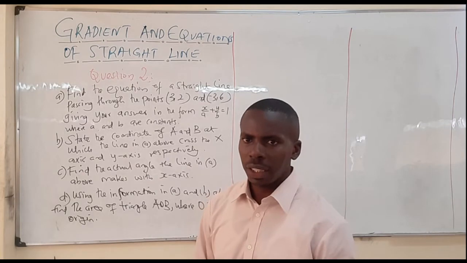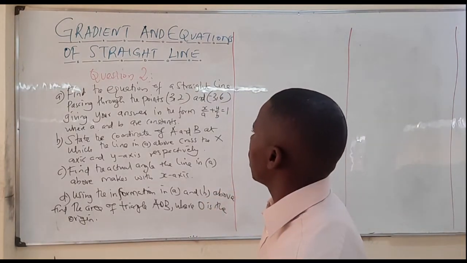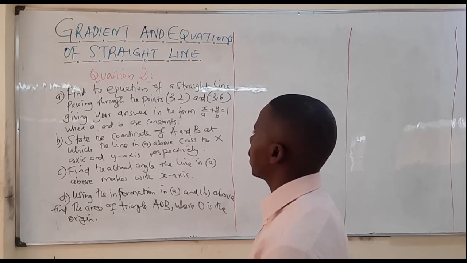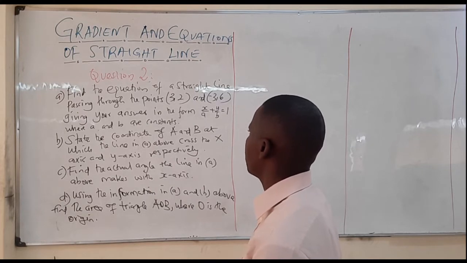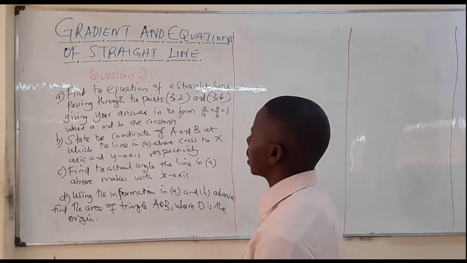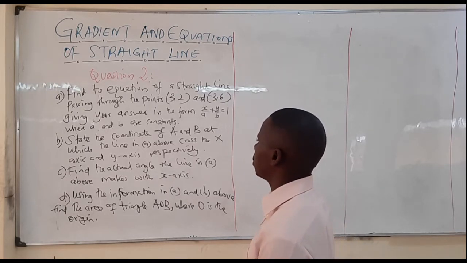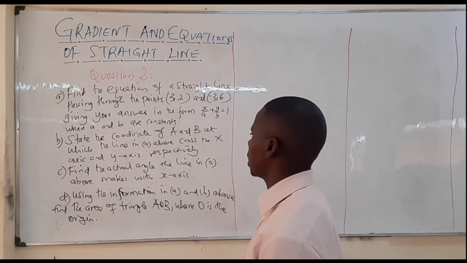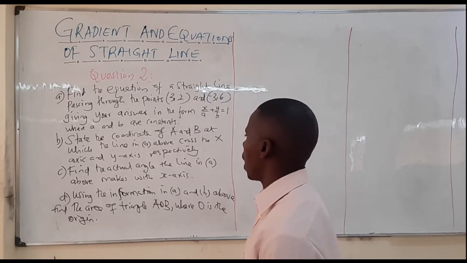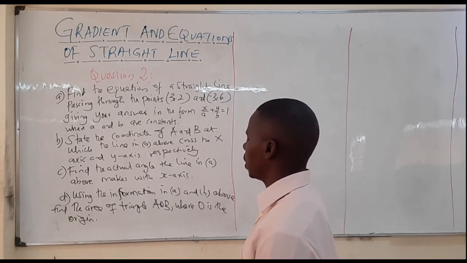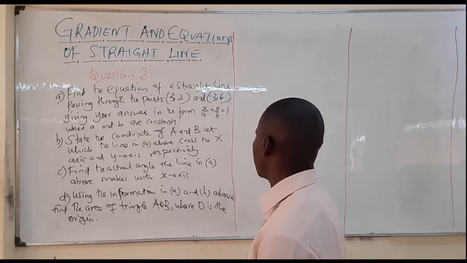Now to our last question. It reads: find the equation of a straight line passing through the points (3, 2) and (minus 3, 6), giving it in the form x over a plus y over b equals 1, where a and b are constants. Part B: state the coordinates of a and b at which the line in A above crosses the x-axis and y-axis respectively. Part C: find the acute angle the line in A above makes with the x-axis.